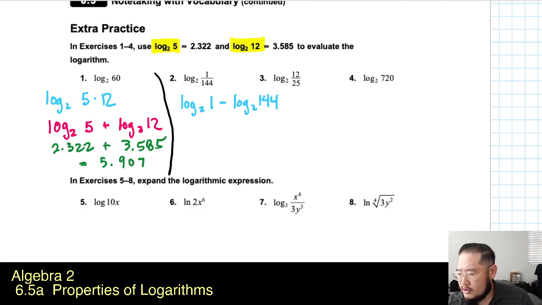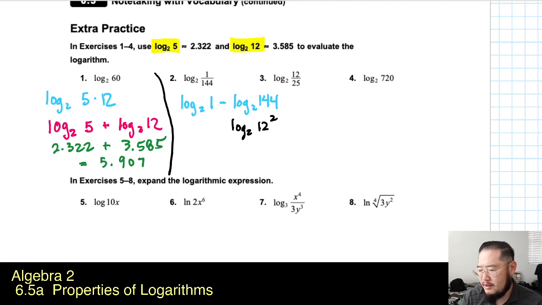So let's go ahead and start off right here. Log base 2, instead of 144, I'm going to go ahead and rewrite that as 12 to the second power. And when I have 12 to the second power right there, hey, I do see a log base 2 of 12. All right, so that will allow us to take care of that. Let's go ahead and start simplifying things out.